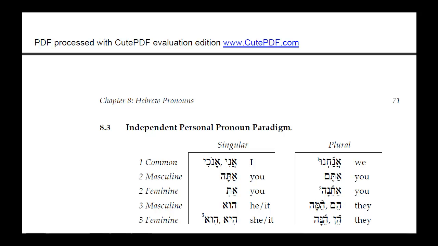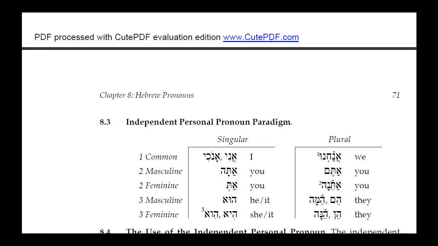Just like we have in the third feminine, hain, that noon is a good indicator of the feminine, and hena is another alternate form. Again, hain is more frequent, and haim is more frequent than the alternate forms. So basically, you'll see the mem ending and the noon ending as being indicative of masculine and feminine. Mem being masculine, noon being feminine.